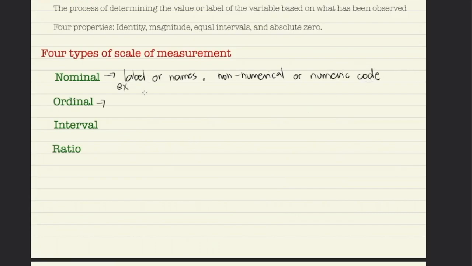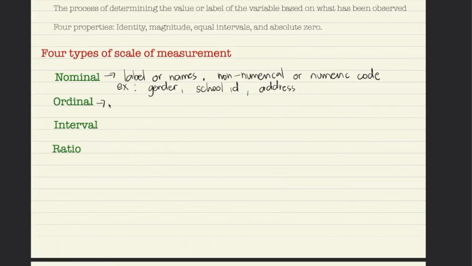What are the examples of nominal measurement? We have here the gender, school ID, address. Those are examples of nominal measurement.